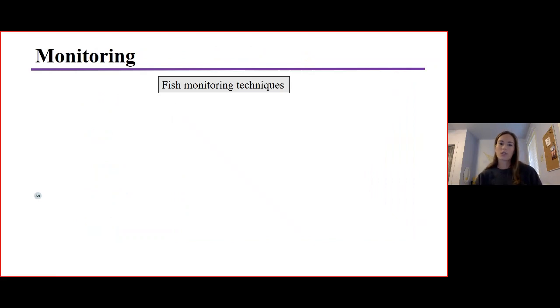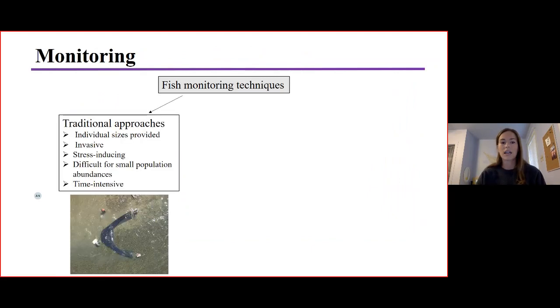I was just going to go over first why we would use environmental DNA monitoring techniques and some of the more traditional approaches. More traditional approaches include electrofishing, seine netting, also gill netting. These practices are very beneficial and helpful if you're looking for information regarding the individual sizes of the fish that you're looking at. So you can get length measurements, biomass, a lot of these different characteristics.